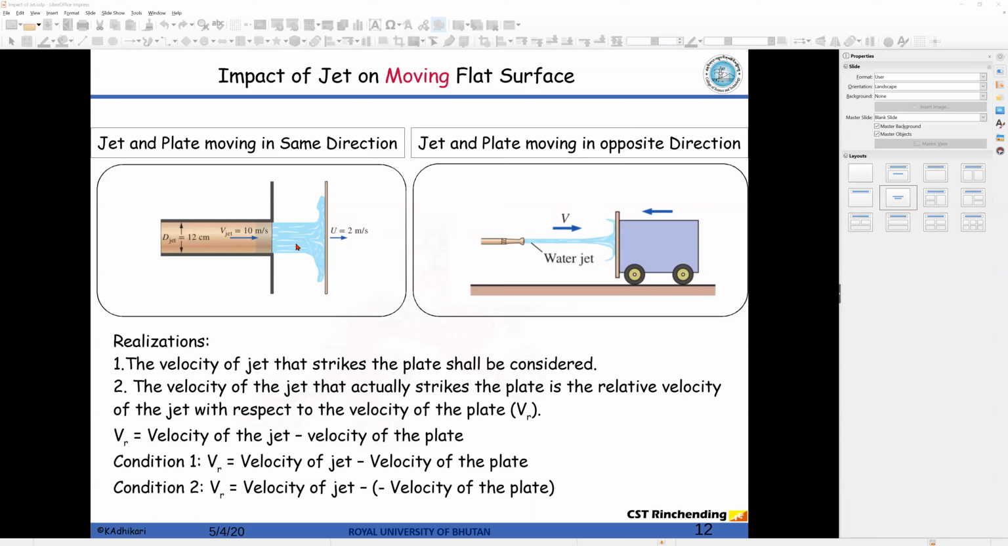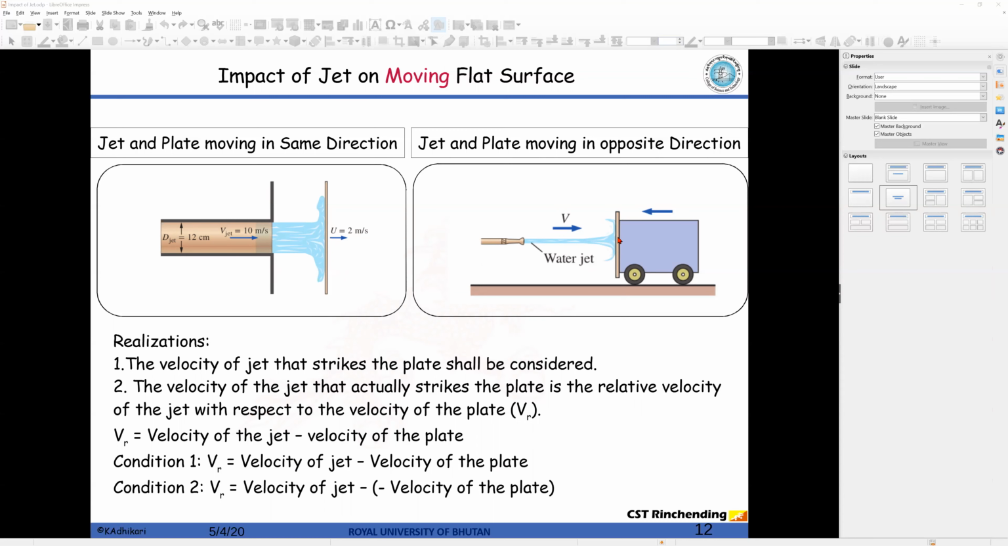So in the first condition, the relative velocity of jet with respect to the plate is given by the velocity of jet, that is the absolute velocity of jet, minus the velocity of the plate, whatever the velocity of the plate here is. So in this example, it's 10 minus 2, that is the relative velocity of the jet with respect to the plate.